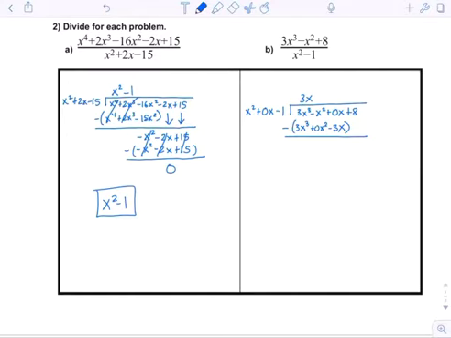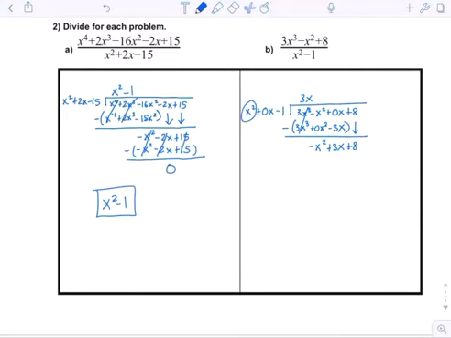So now we subtract. This is 0. Negative x squared minus 0x squared, that's just negative x squared. 0x plus 3x is plus 3x. Remember, you gotta distribute this negative to each term. You're subtracting. And then dropping down the 8.